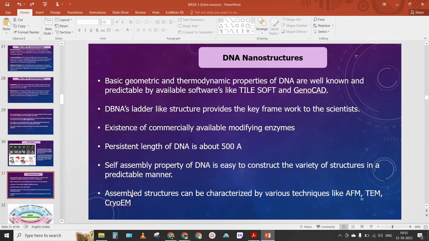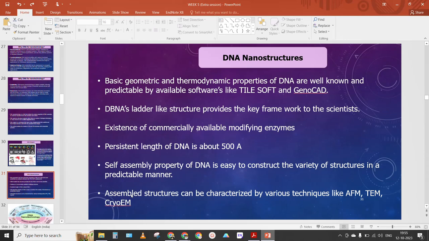Then we'll proceed to DNA nanostructures. The basic geometric and thermodynamic properties of DNA are well known and predictable by available software like Tiltesoft and GenoCAD. DNA ladder-like structures provide the key framework to scientists. Commercially available modifying enzymes exist in nanotechnology fields. The persistence length of DNA is about 500 angstrom. The self-assembly properties of DNA make it easy to construct a variety of structures in a predictable manner.